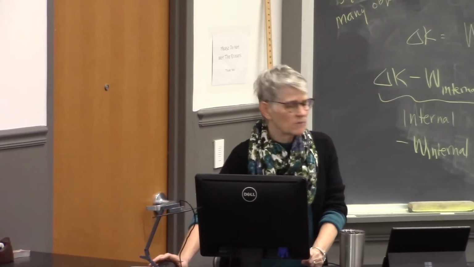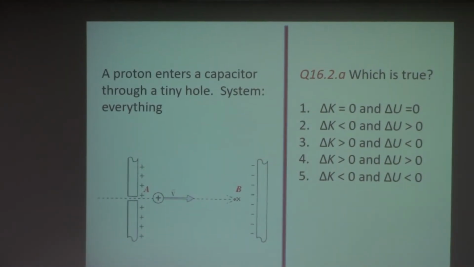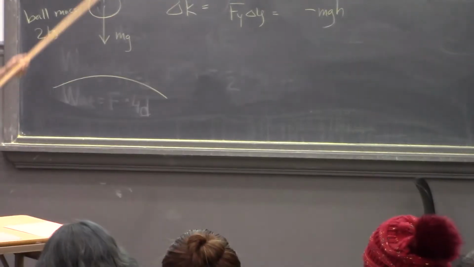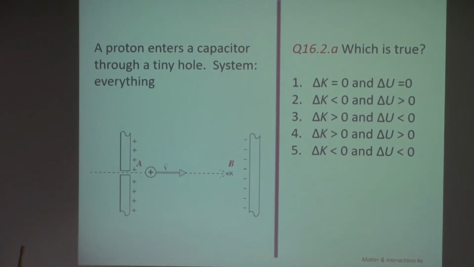Okay, so let's look at a system of charged objects. So we have a proton entering a capacitor through a tiny hole. And this side is charged positive, that side is charged negative. When we draw squiggly lines like this for a capacitor plate, what that's intended symbolically to mean is that we only drew a little piece of it, but it's really a big plate, so it goes down into the basement and up into the second floor. So the gap distance is very much smaller than the radius of the plates.